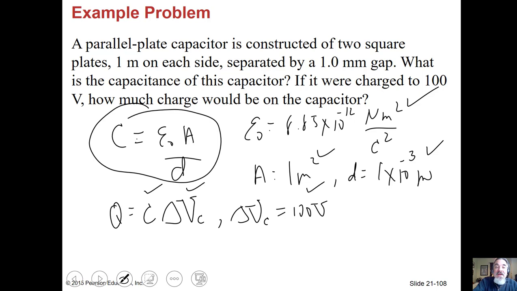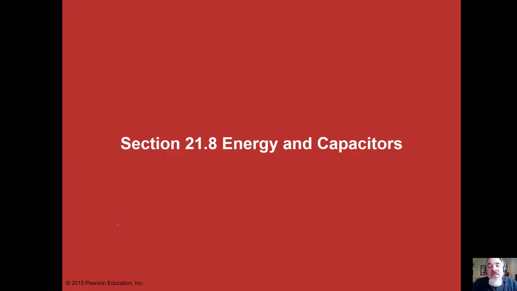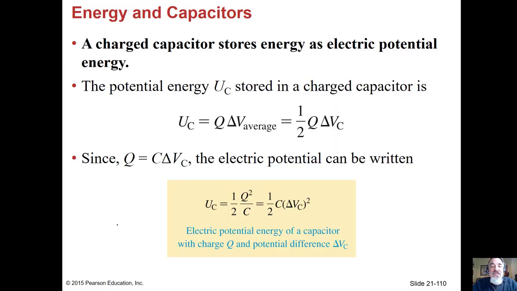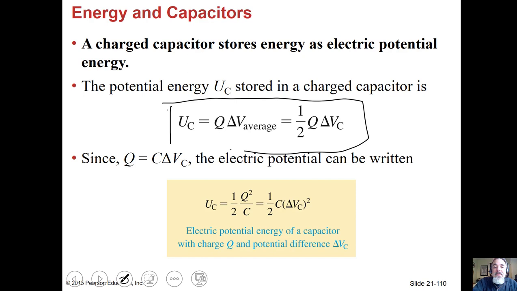It's given in the problem. Capacitance we got from the first part, multiply those together to get the amount of charge. Okay, very good. One more part with capacitors are energy and capacitance. So what we're looking at with capacitors in this, for our purposes, is how much energy is stored in the capacitor. Okay, so the amount of energy that the capacitor stored is Q times delta V.